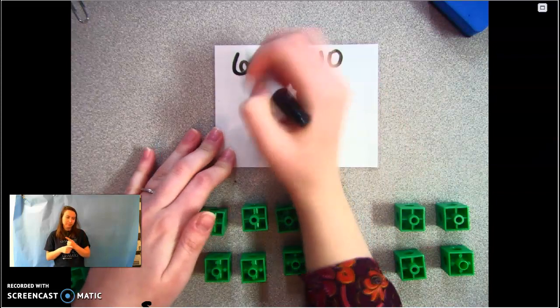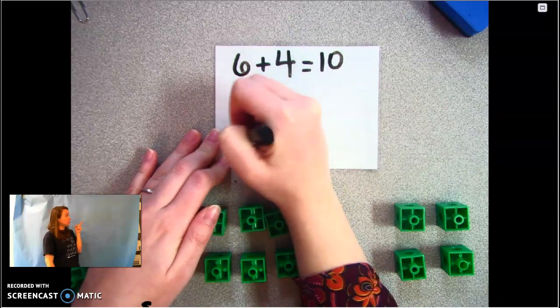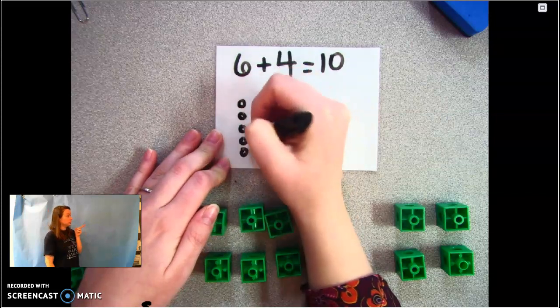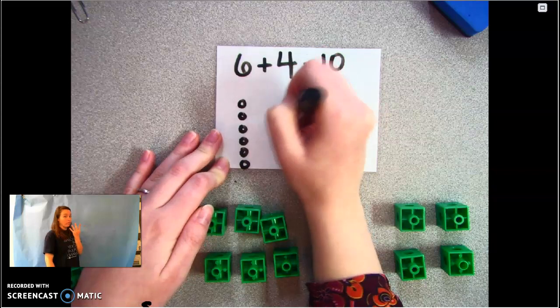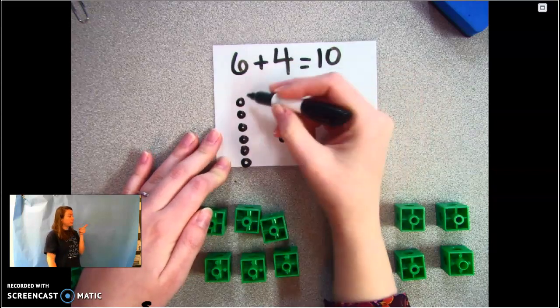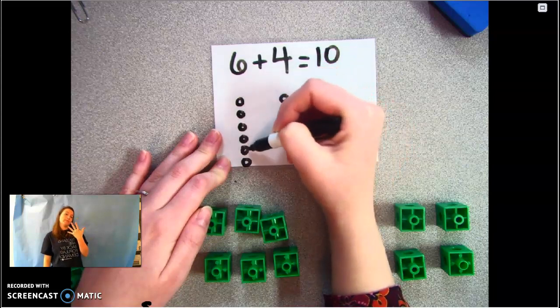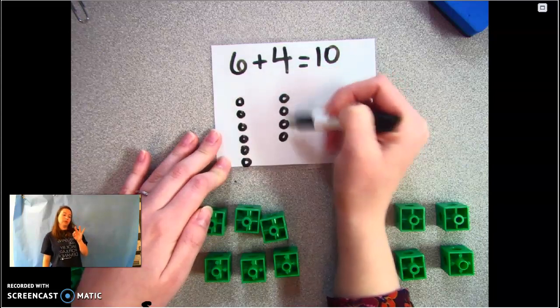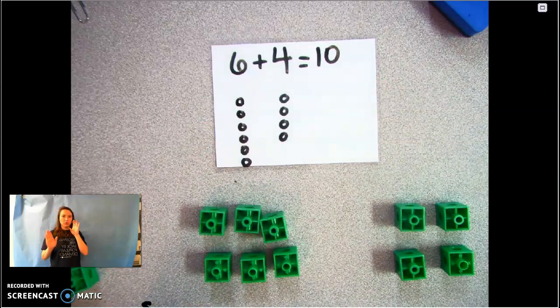Let's draw a picture to show that we know what to do. So I'm going to draw the 6 he has. 1, 2, 3, 4, 5, 6. Then the 4 that he got at the store. Then I'm going to count them all together. 1, 2, 3, 4, 5, 6, 7, 8, 9, 10. So that shows our 10 in all.